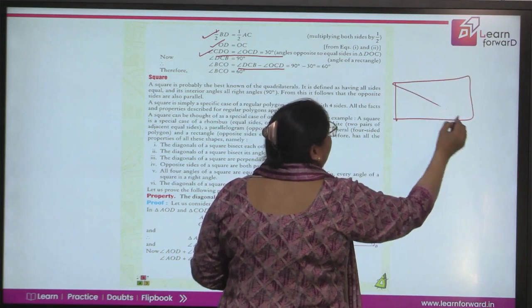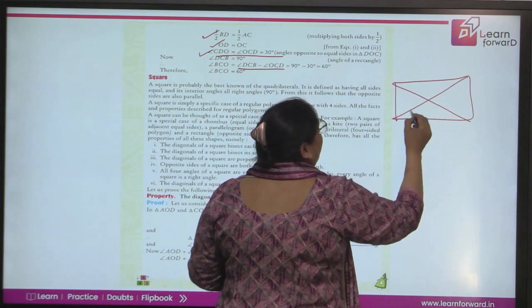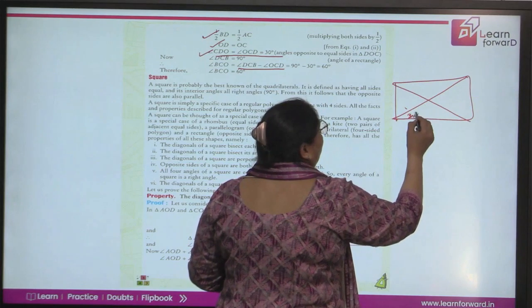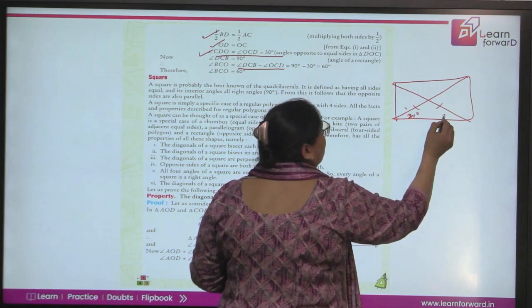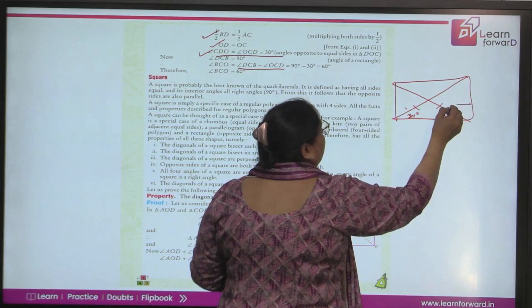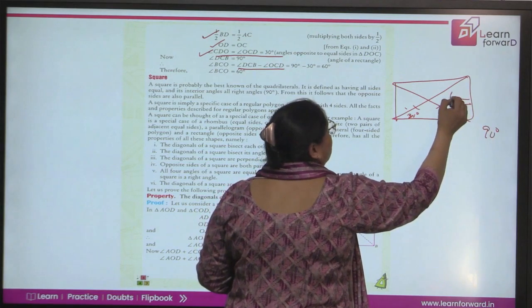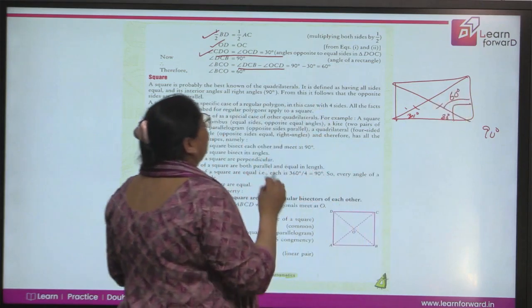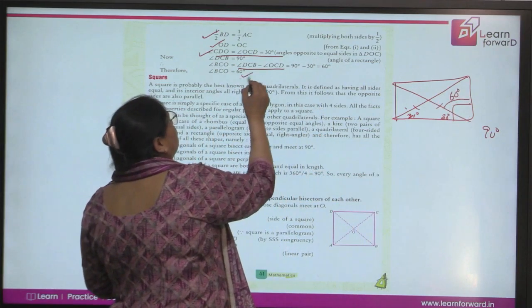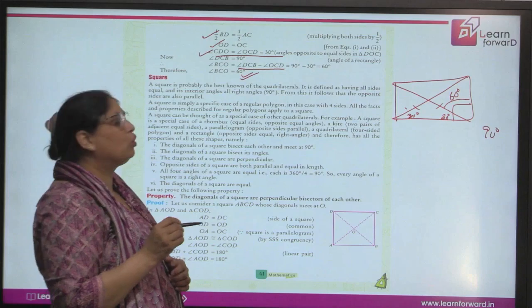This was the figure with us. This is 30 degrees, given to you. I have told you this side is equal to this side, so this is 30, but the complete angle is 90 degrees, so this comes out to be 60 degrees. BCO is 60 degrees. Next quadrilateral is the square.